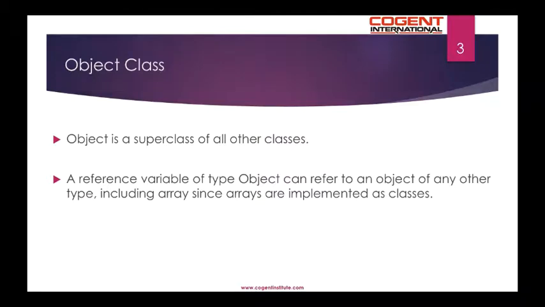Object class. Object is the superclass of all other classes. A reference variable of type Object can refer to an object of any other type, including arrays, since arrays are implemented as classes.